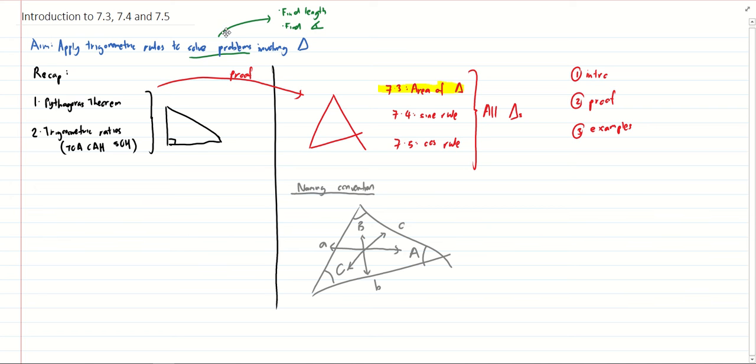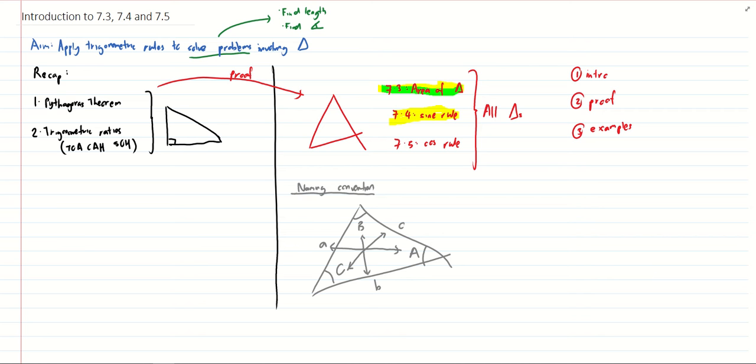Alright, hi guys. In the previous lesson, we've covered the area of a triangle, and we've already covered Pythagoras' theorem and trigonometry in the previous years. So for today's video, we'll be taking a look at another trigonometric rule, also known as the sine rule. So in this video, we'll be talking about the sine rule.